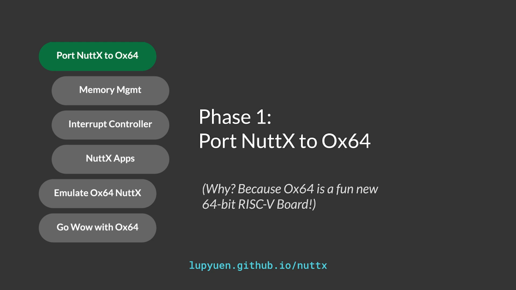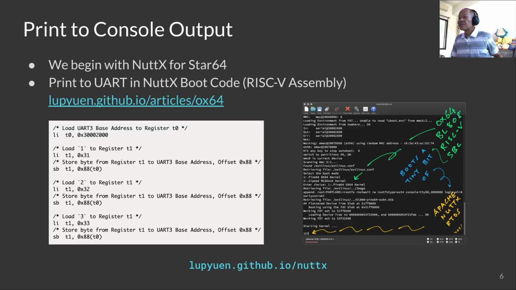Porting NuttX to Ox64 was surprisingly straightforward. We took NuttX for Star64 RISC-V SBC, made a few tweaks, and it runs on Ox64 SBC. Here is a helpful tip for porting NuttX to a new RISC-V device. Inside the NuttX boot code, we can insert RISC-V assembly like this. It prints something to the UART serial port, so we know if NuttX is booting on this device.